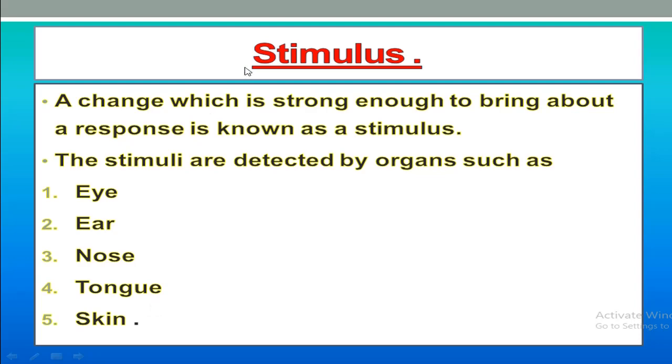Right, now we have learnt about what is the stimulus. The stimulus means a change which is strong enough to bring about a response. And also the stimuli are detected by sense organs such as eye, ear, nose, tongue and skin, right? Those organs are known as the five sense organs. It means sense organs are most important to take the stimulus, right?